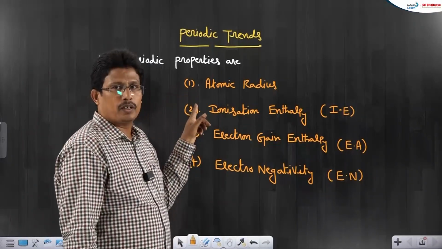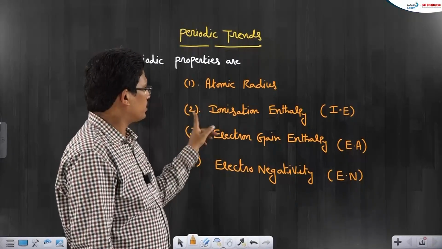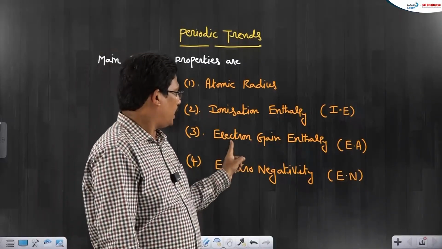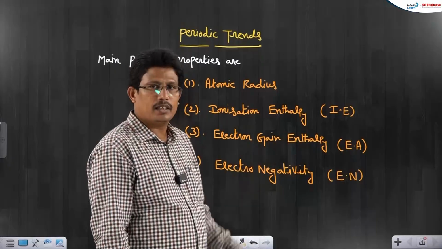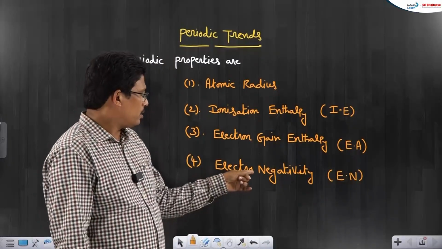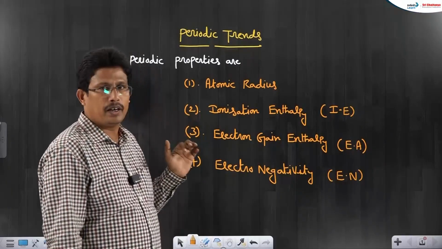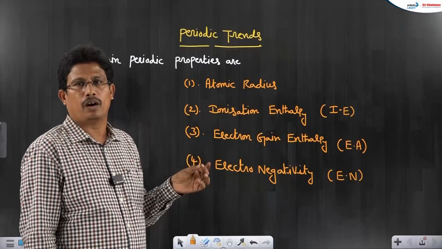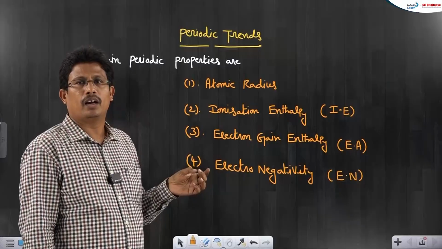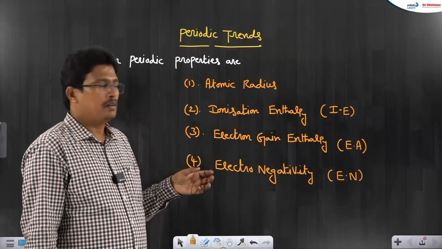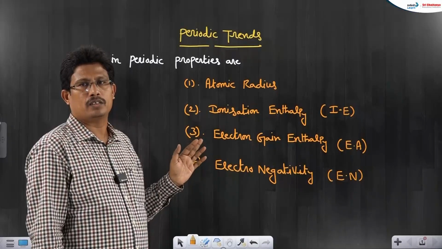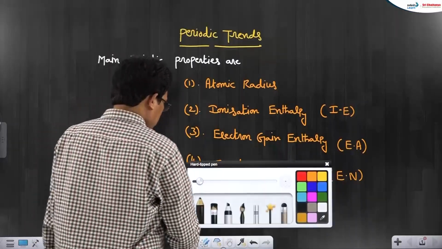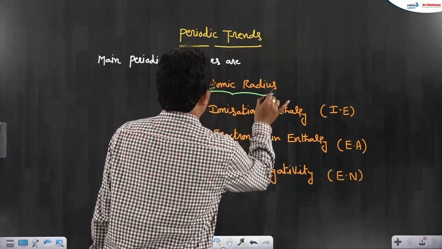The main periodic properties are atomic radius, ionization enthalpy, also known as ionization energy, electron gain enthalpy, also known as electron affinity, and electronegativity. These all are the main periodic properties. Along with these, some other properties are also there, like electropositivity, valency, and metallic and non-metallic nature. But these are the main periodic properties useful in P block elements also. Okay. First of all, I am going to explain about atomic radius.